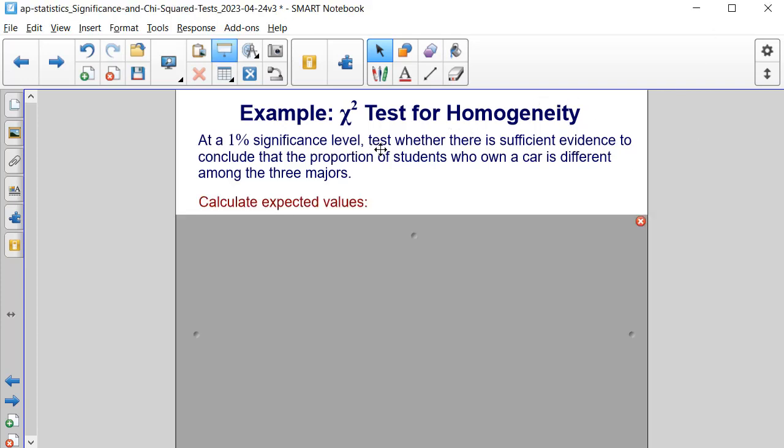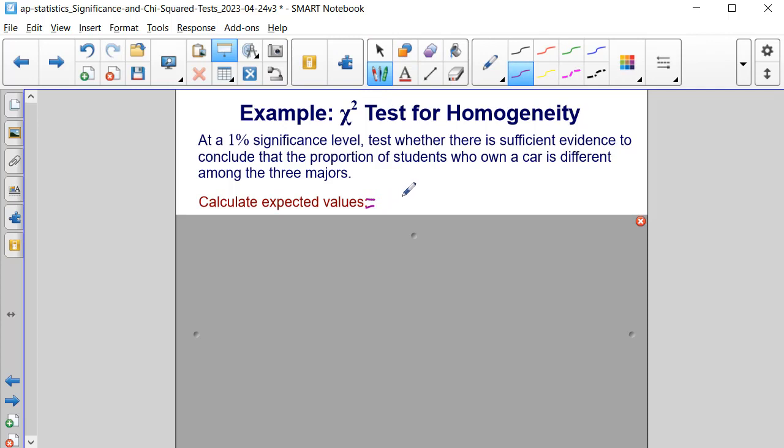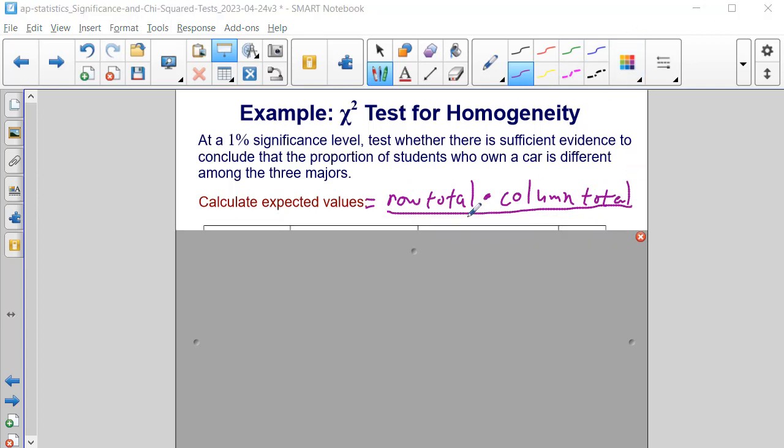The next step is to calculate the expected values or expected counts. And this value was found by multiplying the row total by the column total, all divided by the table total.